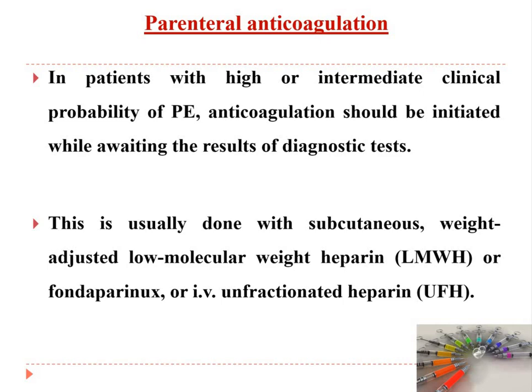Parenteral anticoagulation. In patients with high or intermediate clinical probability of pulmonary embolism, anticoagulation should be initiated while awaiting the results of diagnostic tests. This is usually done with subcutaneous, weight-adjusted low molecular weight heparin or fondaparinux, or intravenous unfractionated heparin.